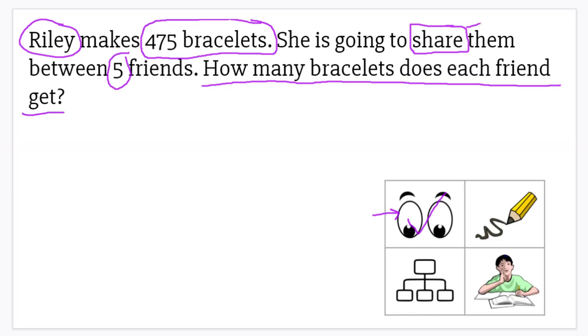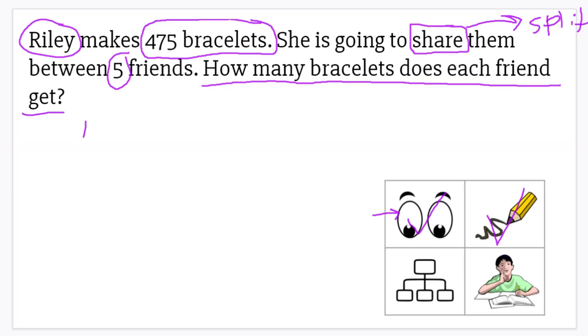All right, so if I take the word share, I know that that means I'm going to split things up. I've found and underlined important information. Now I'm going to draw a model. Step 3 is to draw a model.